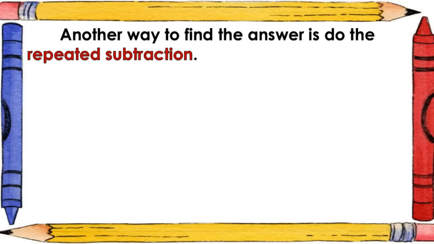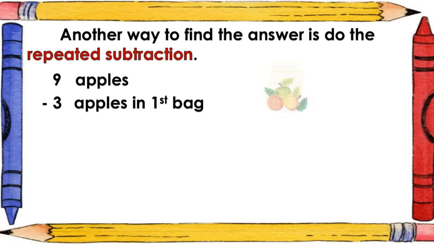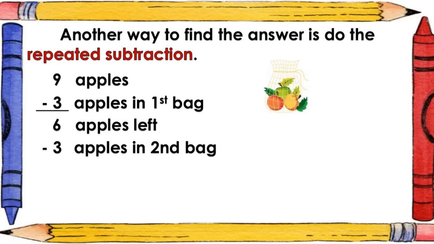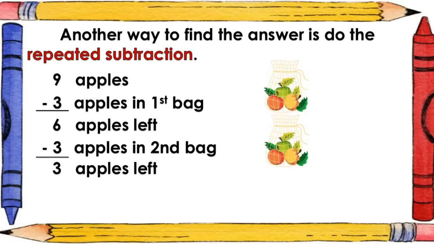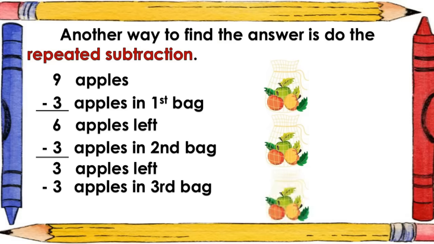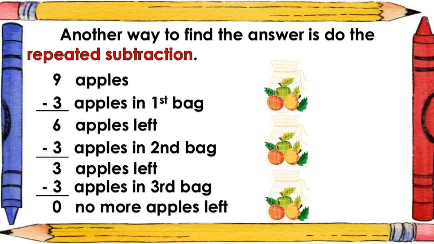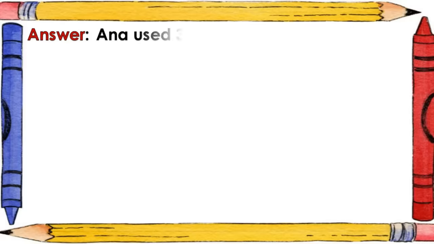Another way to find the answer is do the repeated subtraction. 9 apples minus 3 apples in first bag equals 6 apples left, minus 3 apples in second bag equals 3 apples left, minus 3 apples in third bag equals 0. No more apples left. This is another way to find the answer in division. Anna used 3 plastic bags.